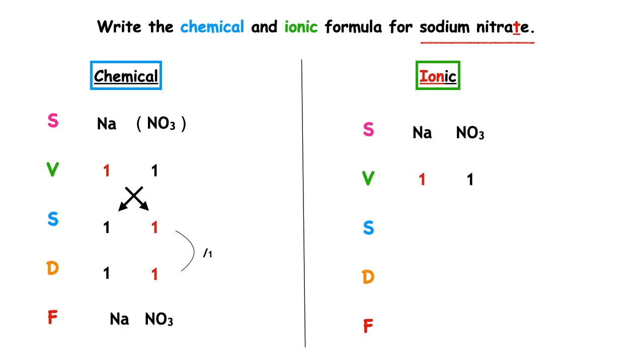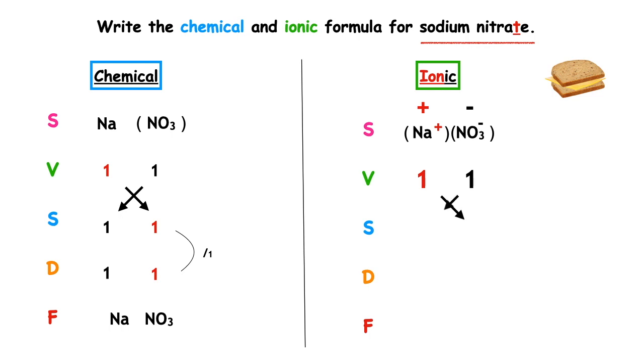Nitrate, NO3, valency 1. Remember, metals always lose electrons to form positive ions, so the positive charge will go above the sodium and the negative charge will go above the nitrate. We need to make a sandwich and wrap it up. 1 times plus is plus, so the charge on the sodium is 1 positive, and we need to keep that in brackets. The charge on the nitrate is 1 negative, so we write a negative and keep it in brackets.